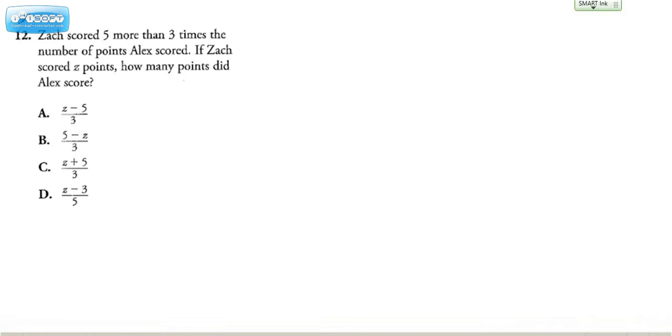We're taking a look at number 12. And I think this question is really challenging because it's almost better if you know a little bit about writing equations before you actually tackle something like this. But we'll pick it apart and hopefully understand it.